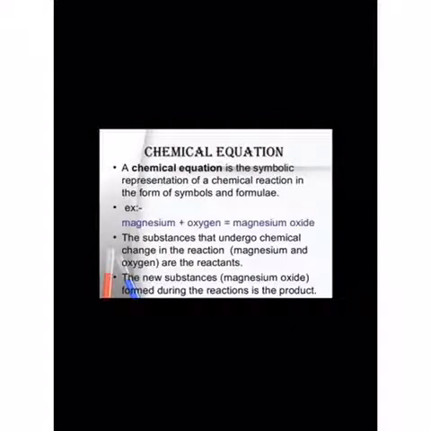Now, what is a chemical equation? Representation of a chemical reaction in terms of symbols and formulas is known as a chemical equation. For example, magnesium plus oxygen gives magnesium oxide. The substances that undergo chemical change in the reaction are called reactants, and the new substances formed during the reaction are known as products.